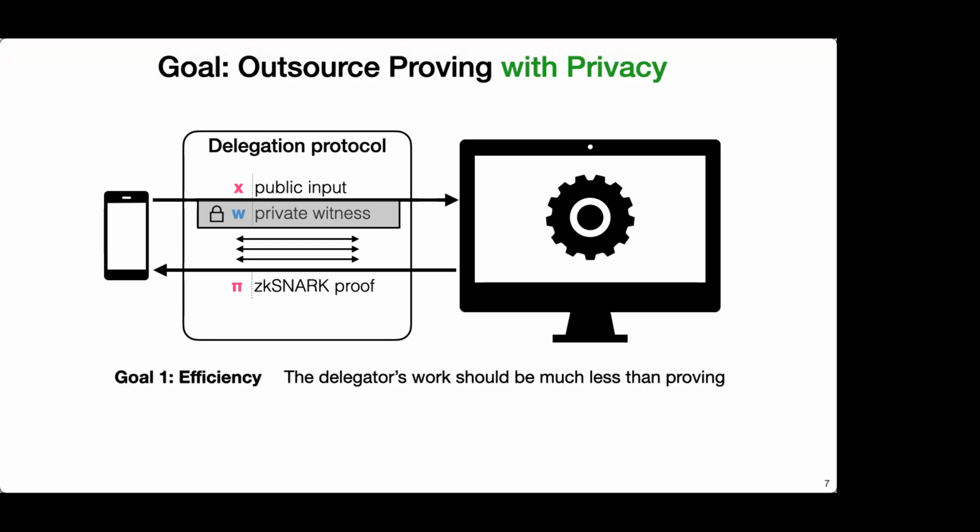And there are two goals here. The first one is efficiency. So we want to have privacy, but we still want it to be the case that the mobile phone is not doing a lot of work, because again, there are constraints on the amount of computation it can do. So overall, its work should be much less than just generating the proof locally. And the second is obviously privacy, right? At the end of this protocol, the delegator's witness should be entirely hidden from the worker. So it should not learn any information about this private witness W. All right. Okay, so this is the setup so far.